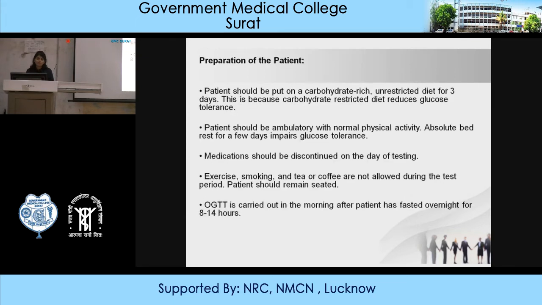Okay, so how do we prepare the patient for OGTT? Here are some requirements. First, the patient should be put on a carbohydrate-rich, unrestricted diet for 3 days. This is because a carbohydrate-restricted diet reduces glucose tolerance because of the hypersensitivity of receptors. Second, the patient should be ambulatory with normal physical activity. Absolute bed rest for a few days impairs glucose tolerance.